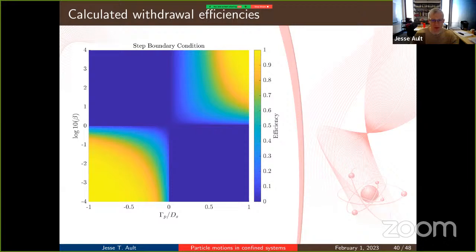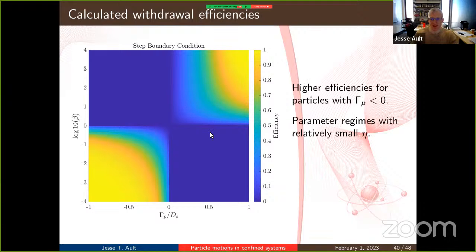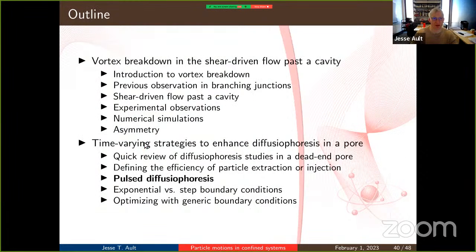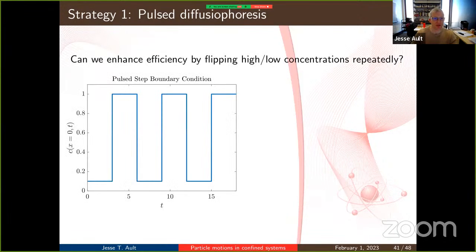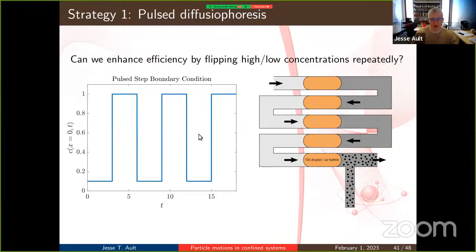So there's a paper on the laundry cleaning problem. You can take a look at that if you're interested in this difference between negative and positive mobilities. But there are regimes where the efficiency is relatively low. And so it's useful to think about how to increase those efficiencies using some strategy. So the idea is, for example, first of all, could you just flip the boundary condition repeatedly using some kind of system like this, using a collection of bubbles to separate the different solutions? You flip from high to low, high to low, high to low.